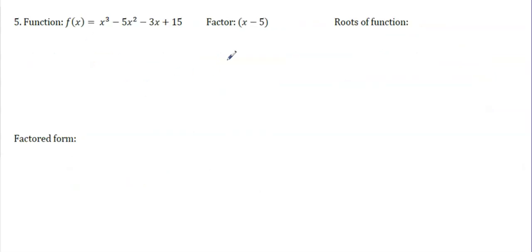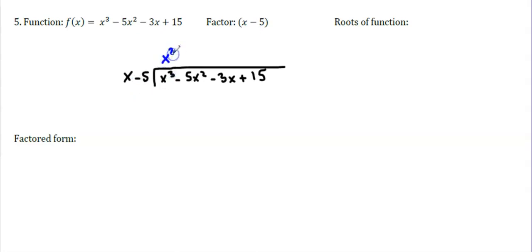Number 5. Let's start with our long division. So I again ask myself, what times x gives me x cubed? It would be x squared. When I multiply x squared times x, I get x cubed. X squared times negative 5 is negative 5x squared. Then I'll subtract. So subtracting a negative here is like adding. So I have 0, which means I'll just bring down what I have left.